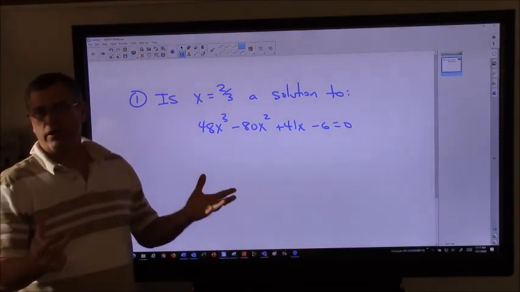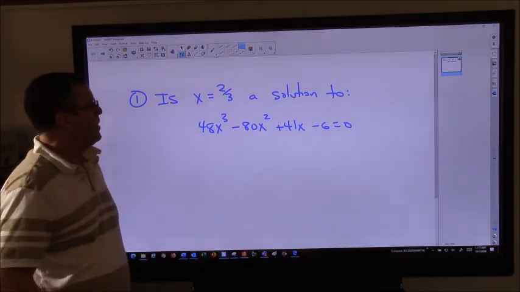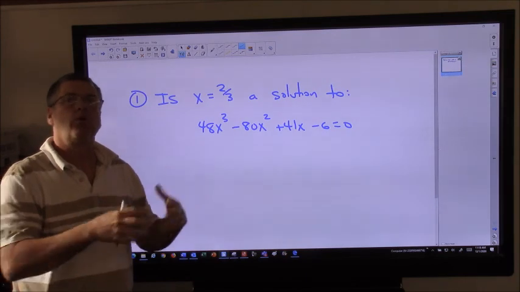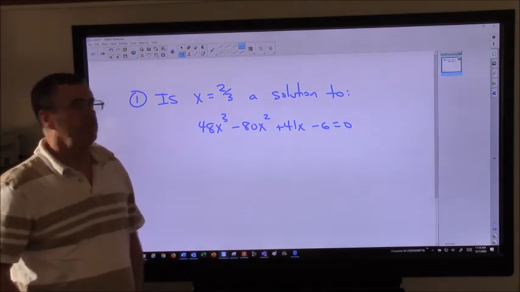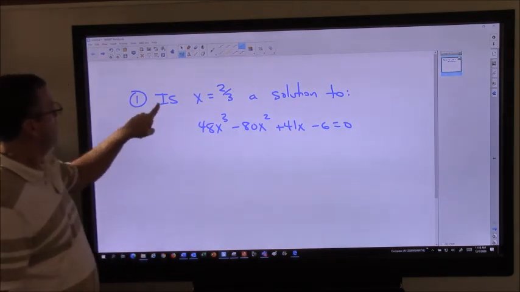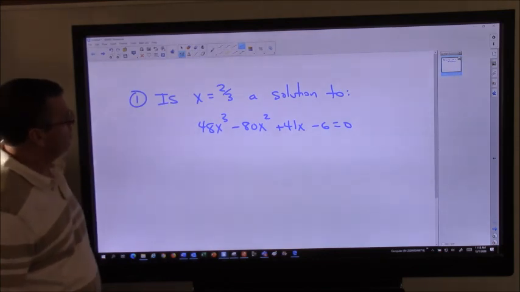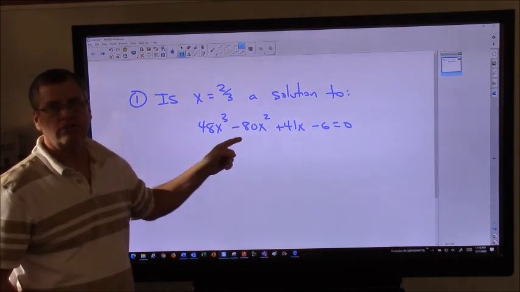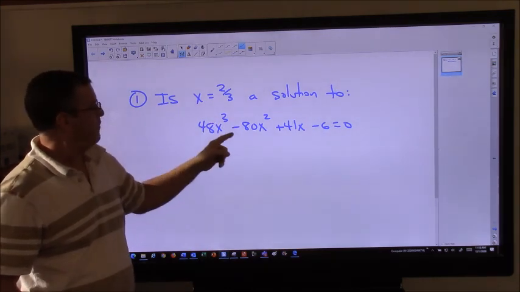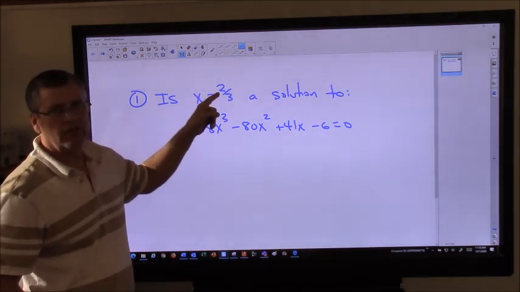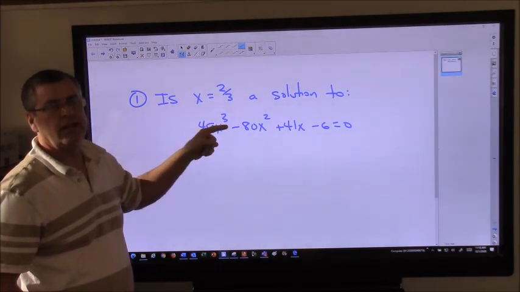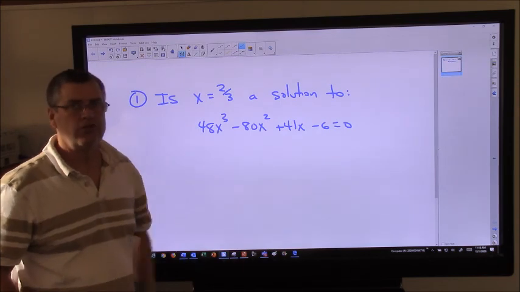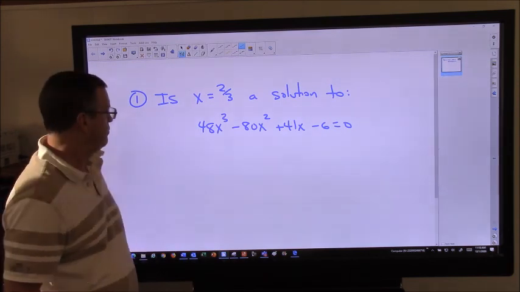So we're still working with synthetic division today, and just looking at different ways that the book could ask us questions where we would use synthetic division to answer that. So here's one. Is x equals 2/3 a solution to this equation? Well, if it is, it means I should be able to do synthetic division with 2/3 and get 0 as a remainder. If I don't get 0 as a remainder, then no, it's not a solution.